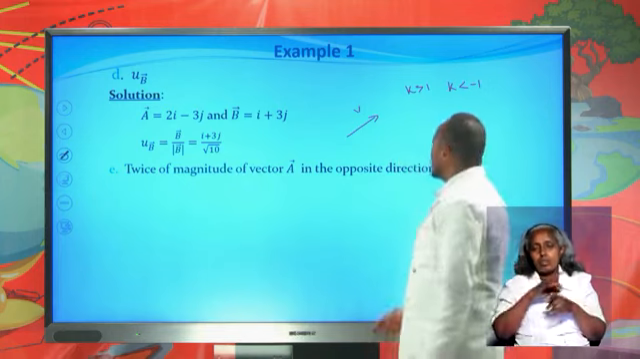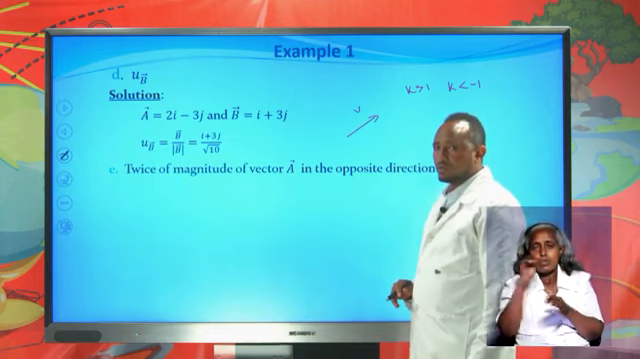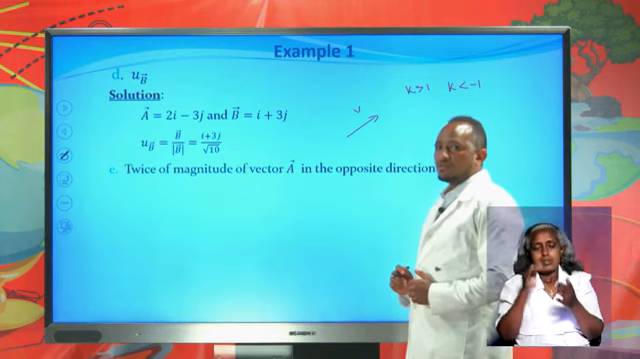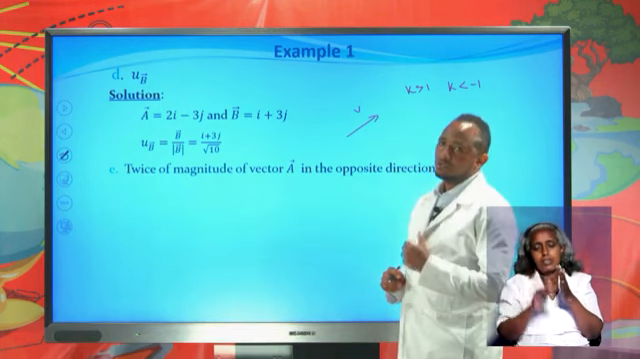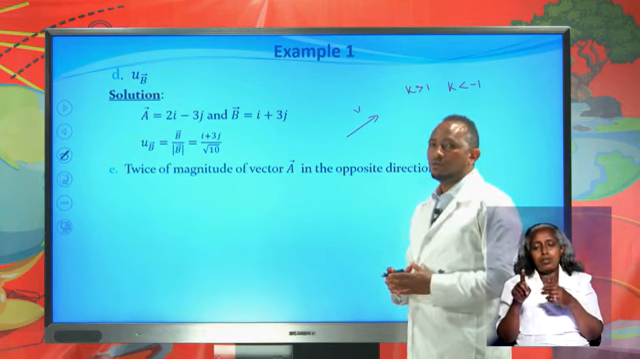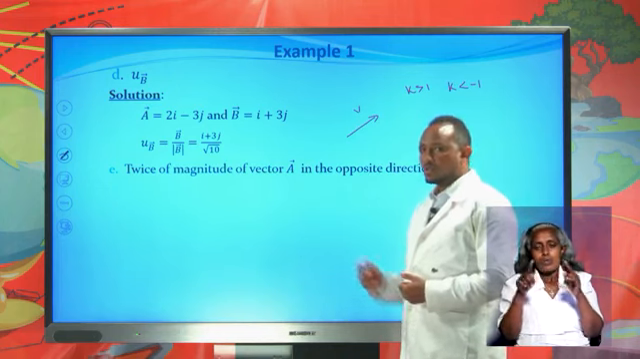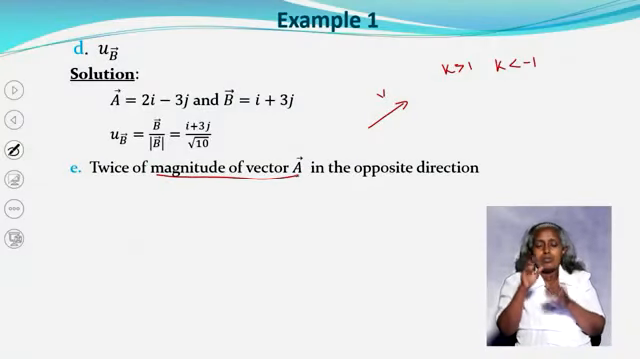If you multiply this vector by numbers between negative 1 and 1, for the positive part the magnitude of the vector will decrease in the same direction. If you multiply by a negative number, the size will decrease and it will be in the opposite direction. If you multiply it by 1, the magnitude will be itself. If you multiply it by negative 1, the magnitude of this vector will be itself but in the opposite direction. So here we are asked to find twice the magnitude of vector a, so you have to multiply it by 2 but in the opposite direction, so you multiply it by negative 2.